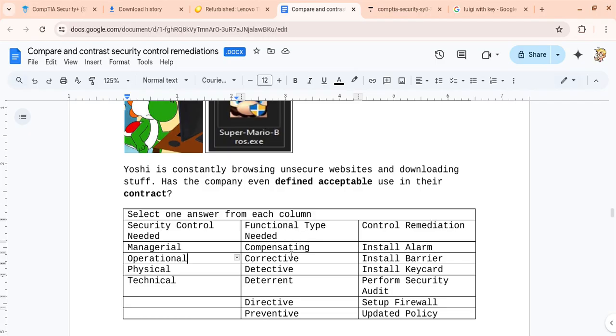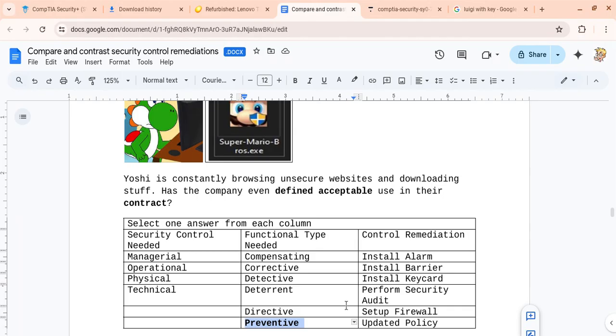Functional type needed. Compensating, corrective, detective, deterrent, directive, or preventive. Well, if it's defined of what he is allowed and not allowed to do, and he knows that it's bad to do, I'm going to say preventative. Deterrent, it's not strong enough. I was kind of looking at that, but no, preventative is going to be a better one because you don't want them to do it if you had some definition of it in writing, right? Maybe they don't have that.